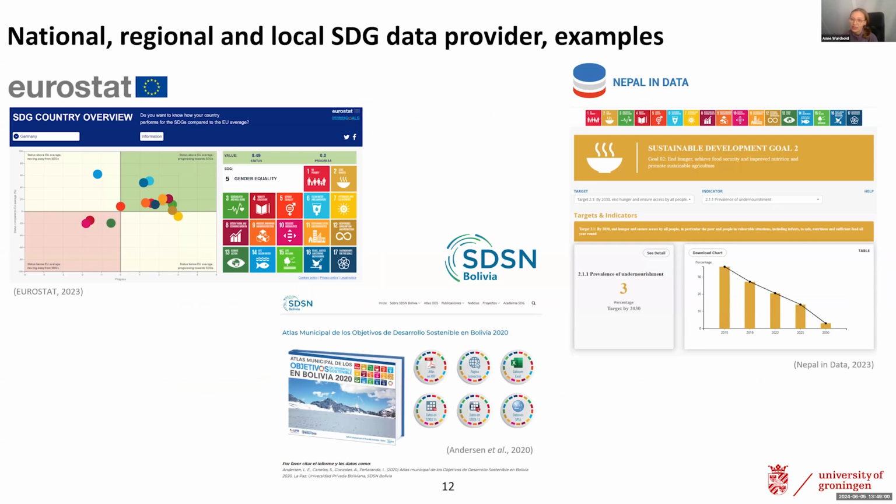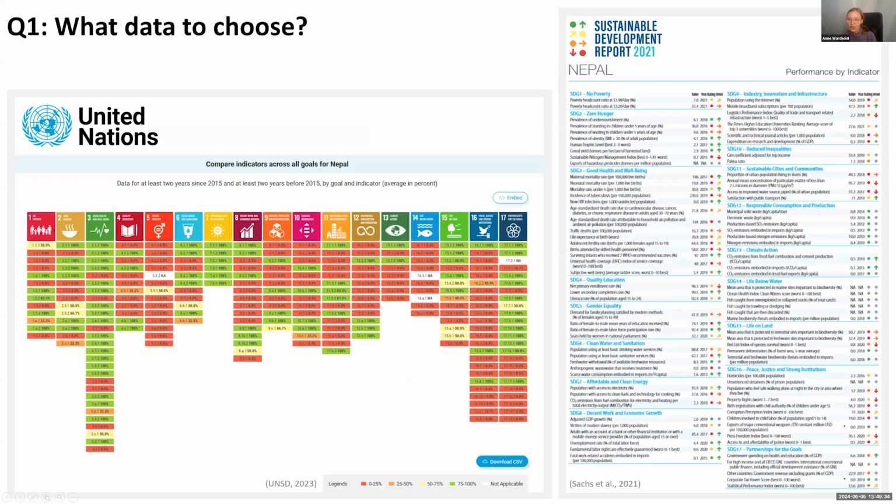As I said, there are also data providers at different levels. You have national level, regional level, and local level. I put here 3 examples: Eurostat, which is a database especially for the European case; SDG Bolivia, which is actually about cities in Bolivia; and Nepal in Data, which is specifically an SDG database for the Nepalese context. What you have seen now is that you have all these different options of data. So the question is now, if you want to do an analysis with SDGs, what data do you choose?